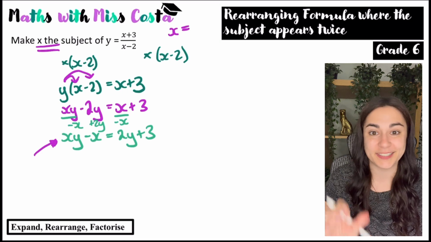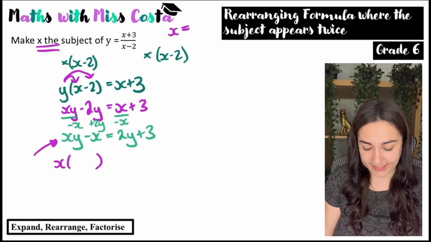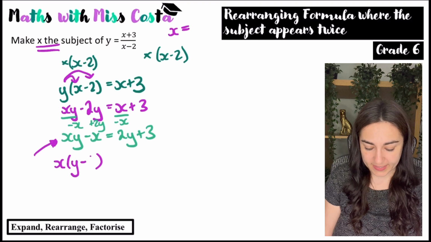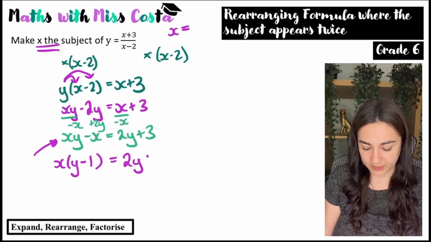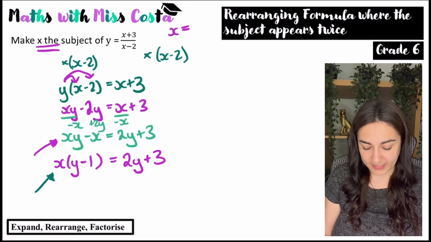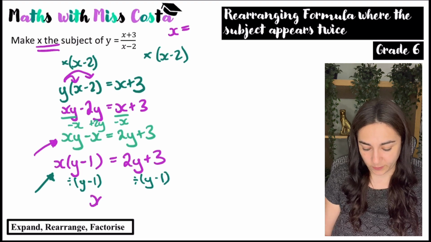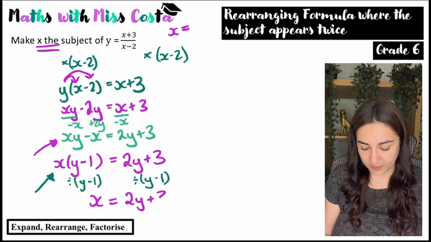So if that ever happens, just factorise it so you can bring it to 1. So factorise it to take the x out. That would become x(y take away 1) equals 2y plus 3. And then you've just got one little x term. So you just want to divide both sides by whatever is being attached to it. So x is going to equal 2y plus 3 over y plus 1.